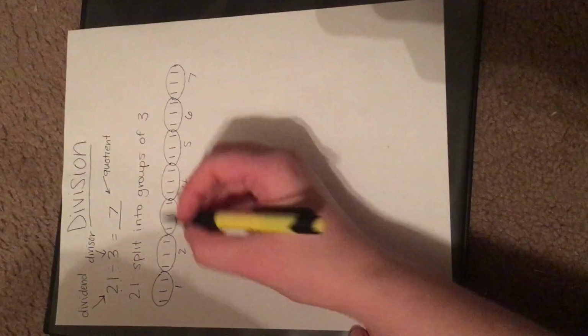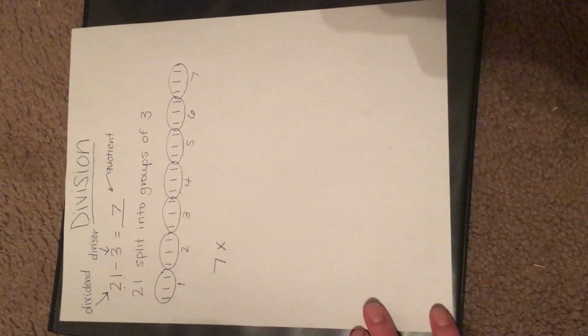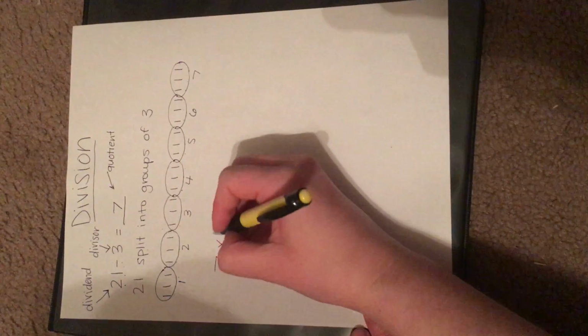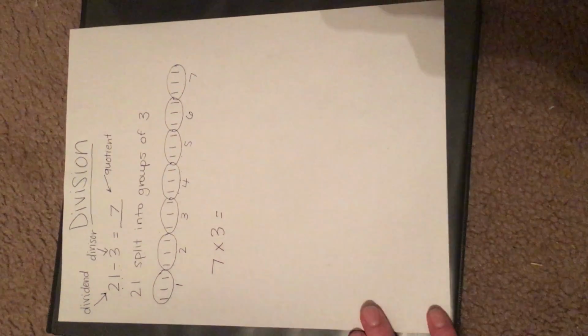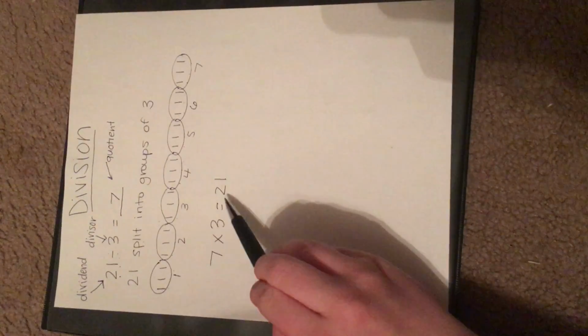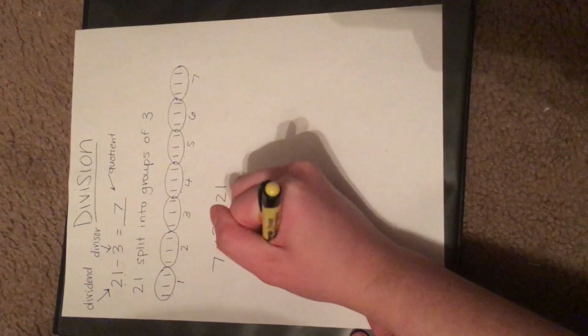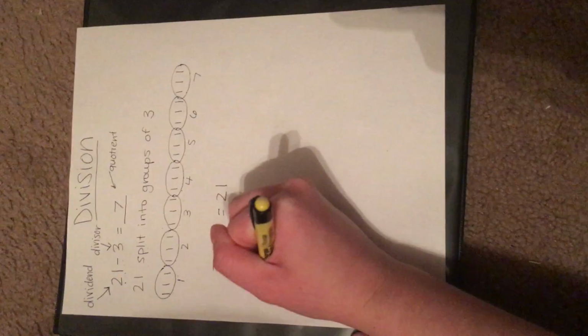To check your answer, what you can do is take your quotient and you can multiply it by the divisor, so 3. And when you work out 7 times 3, you get 21. And if these two match, then you know you have the right answer. Alright, let's do another example. Let's do 15 divided by 3.